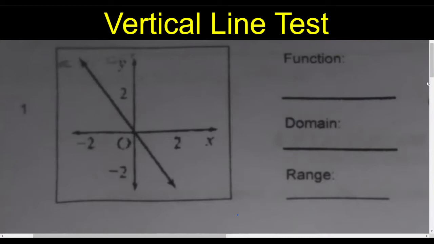Tapos, kung ang tatamaan niya dun sa given graph ay isa, or wala siyang tatamaan, the given graph is definitely a graph of a function.